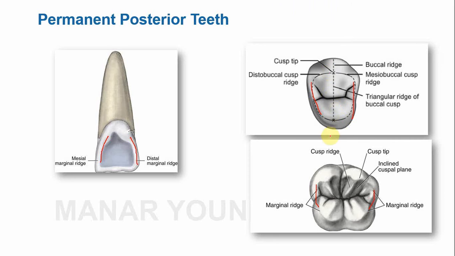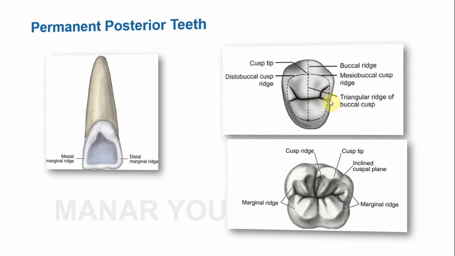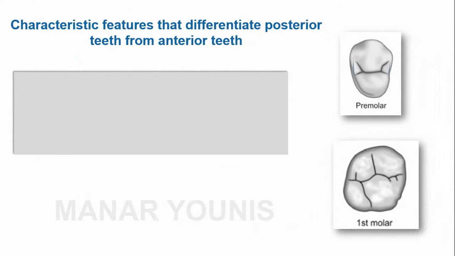Also, we have two or more cusps. Here we have two cusps. In the mandibular first molar, we have 5 cusps. There are grooves. There are pits at the point or junction of many grooves. We have triangular ridges, foci, and so on. These are the characteristic features that differentiate posterior teeth from anterior teeth.